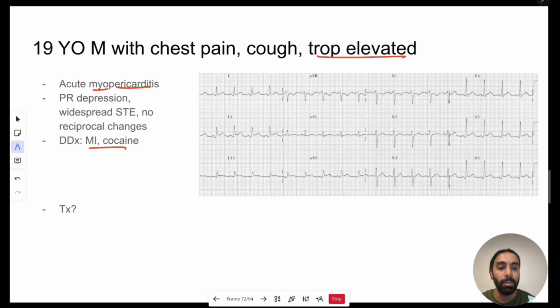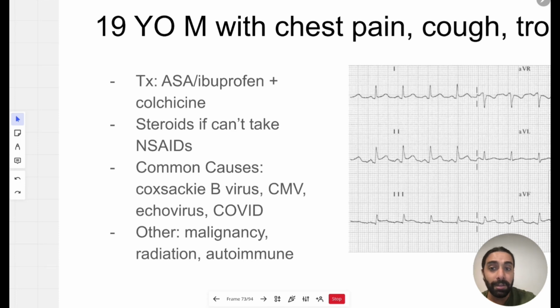So what's the treatment for acute pericarditis or acute myopericarditis? Treatment's going to be NSAIDs, so it could be aspirin, ibuprofen, indomethacin. Those are all fair initial treatment for these patients, plus colchicine. And if they can't take NSAIDs, maybe because of kidney disease, then steroids is a fair option, like prednisone. The most common cause for this is going to be Coxsackie-B virus, but a lot of different viruses. I've seen COVID do it.